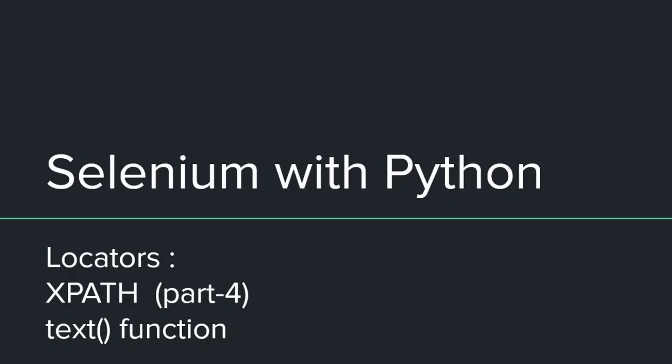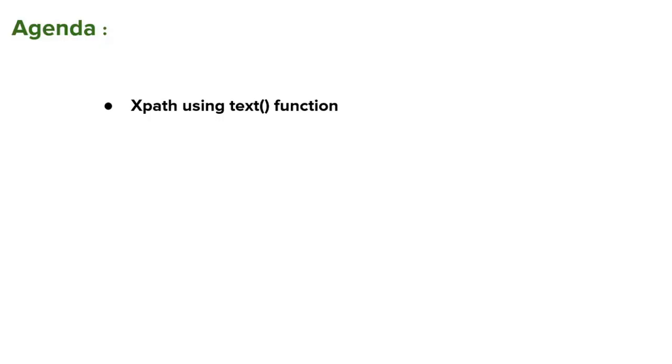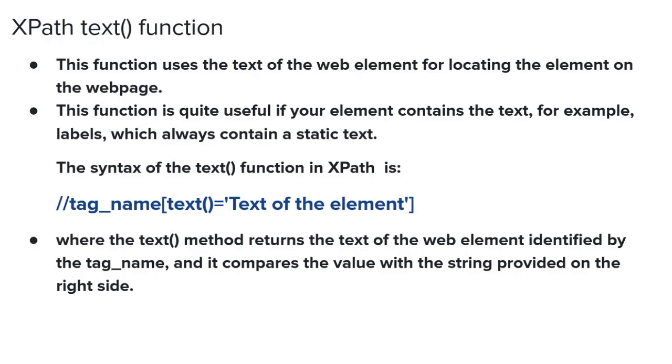In the last session we saw the starts-with function, the contains function, and the or operator inside XPath, and how to use those functions to write dynamic XPath. In today's session we will see one more function, the text function, which can also be used to write dynamic XPath, especially for labels or text. So we will see XPath using the text function.